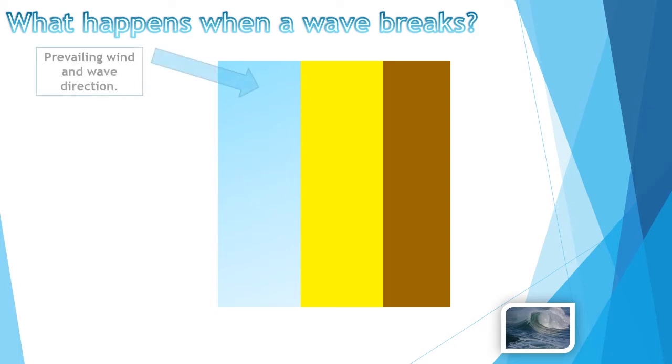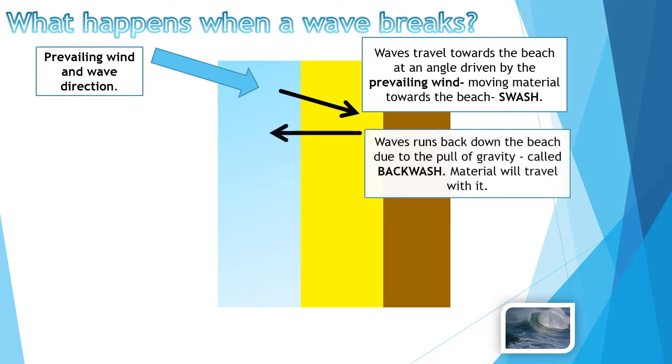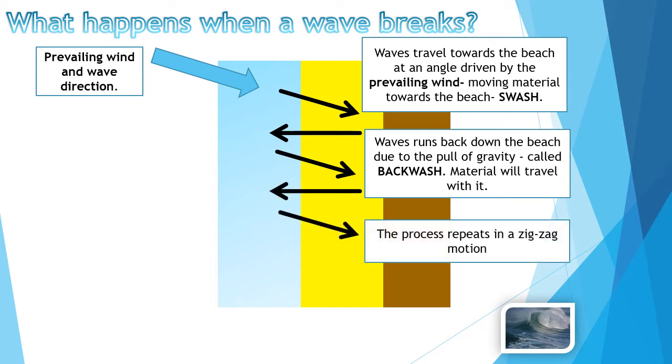But what happens if the wave approaches the shoreline at an angle? Well, in that case, the wind blowing that wave will cause the swash to be at an angle too. So the swash will travel diagonally up the beach. The backwash, which is pulled by gravity, will travel straight back down the beach at right angles to the beach. And that process will repeat with each wave, swash, backwash, swash, creating a zigzag motion. So any material on that beach over time will move in that zigzag motion with the swash and backwash.